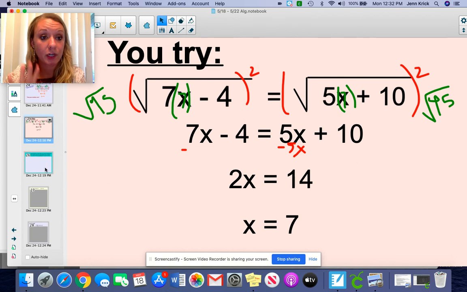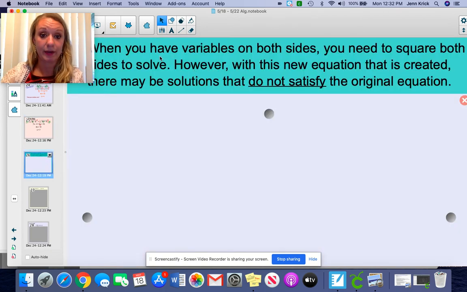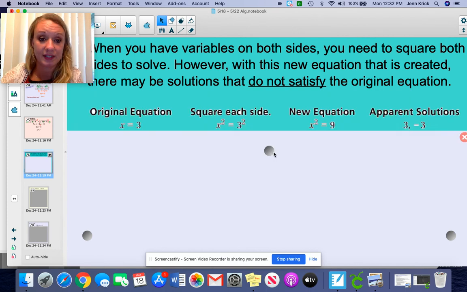All right, so now we're going to move a little bit deeper into algebra. When you've got variables on both sides, you have to square both sides to solve. However, when you create this almost new equation, there's a chance that you might get solutions that are extraneous, that they don't work. They don't make the equation true. And let me give you a quick example.